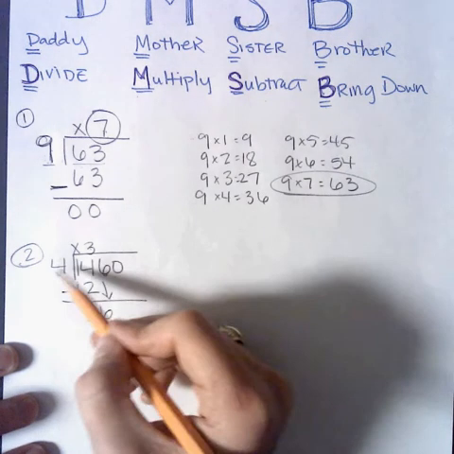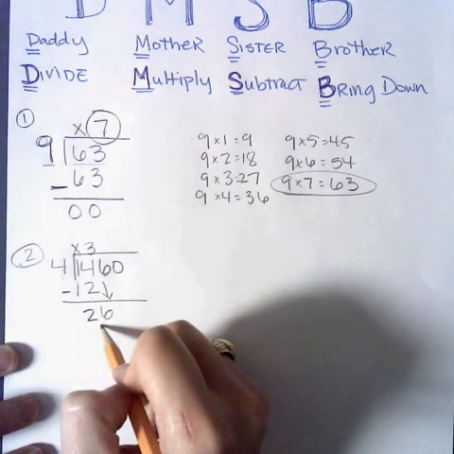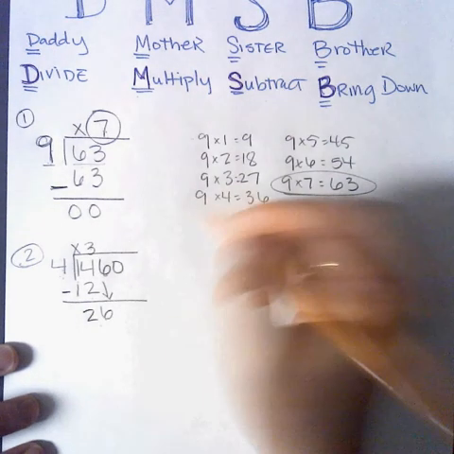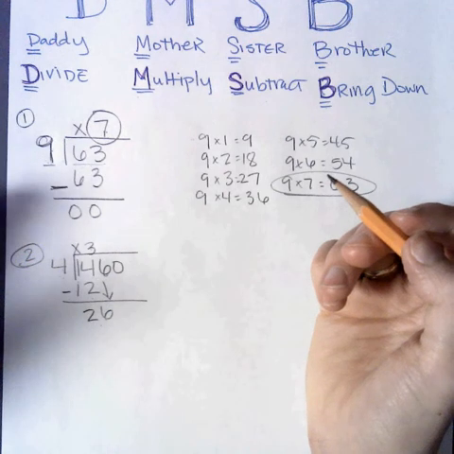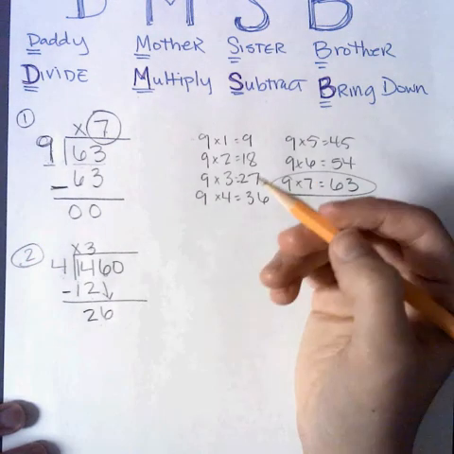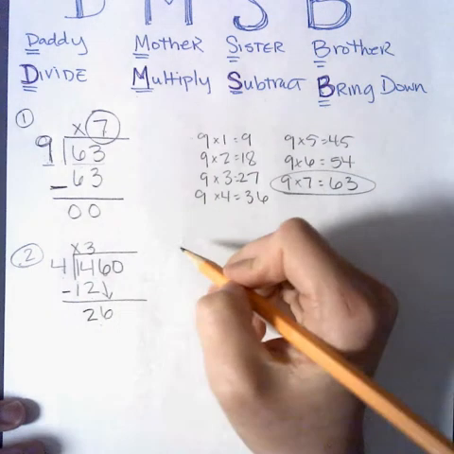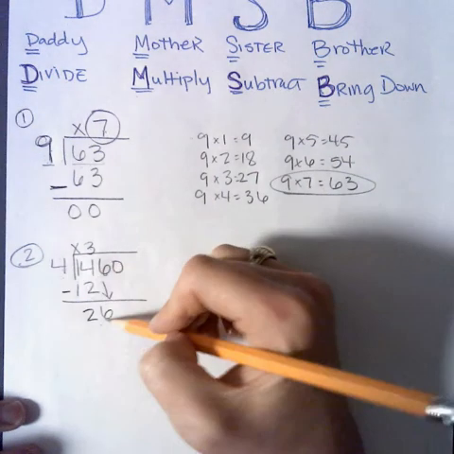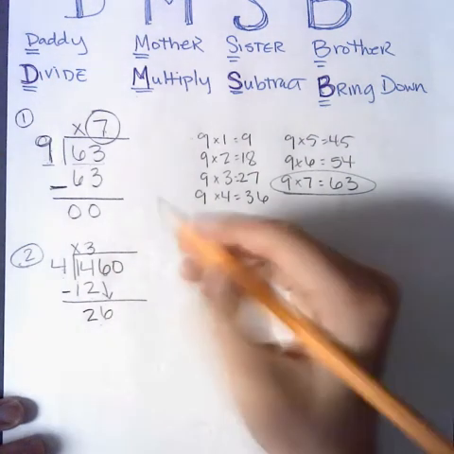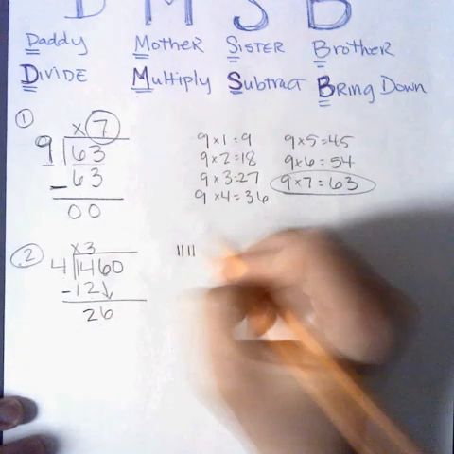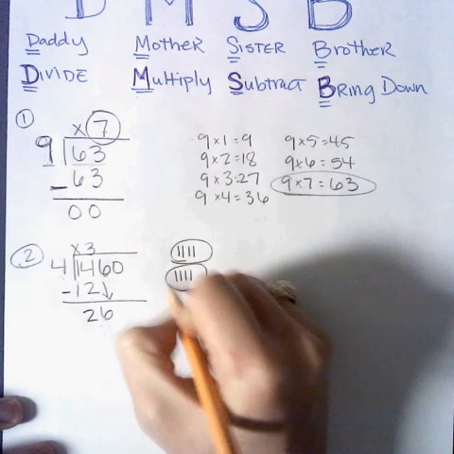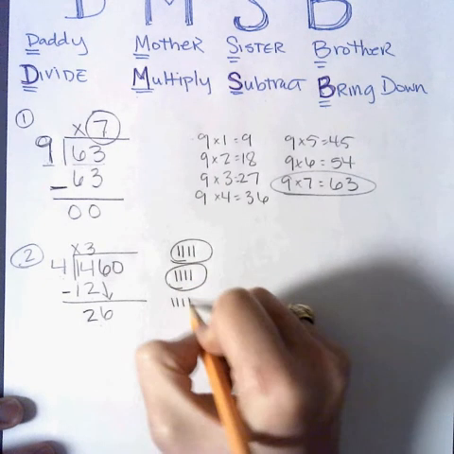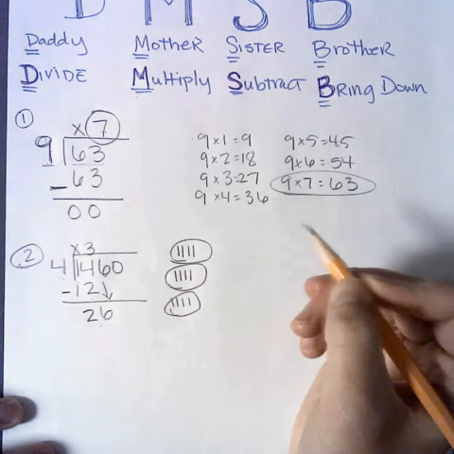Now, 4, how many times does that go into 26? Well, if for any reason you feel like I don't understand what you're saying by how many times does it go into, you would try to make a group. So how many groups can I fit into 26? 1, 2, 3, 4. That makes a group. 1, 2, 3, 4. That makes another group. 1, 2, 3, 4. That makes a third group.